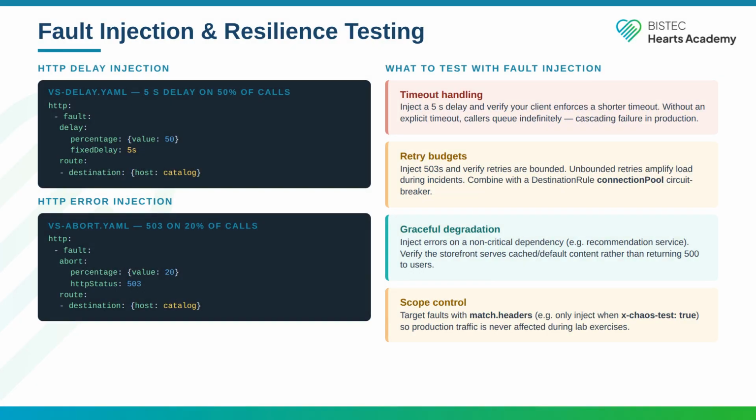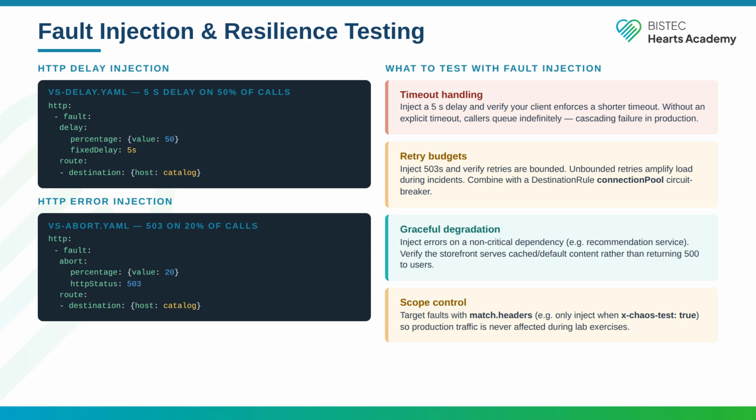Fault injection is how you verify that your services are actually resilient, not just theoretically designed to be. The delay injection example adds a 5-second fixed delay to 50% of calls to the catalog service. Use this to verify that your client enforces its timeout configuration. Without an explicit timeout set, callers queue indefinitely and consume threads while waiting. That is the exact cascading failure pattern that causes cluster-wide outages under partial failure conditions.